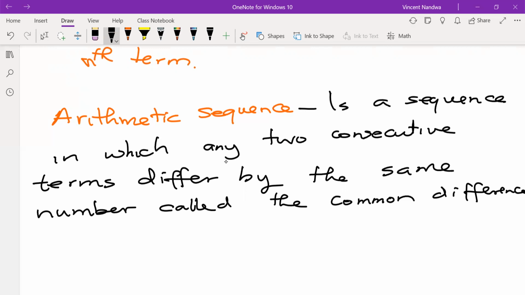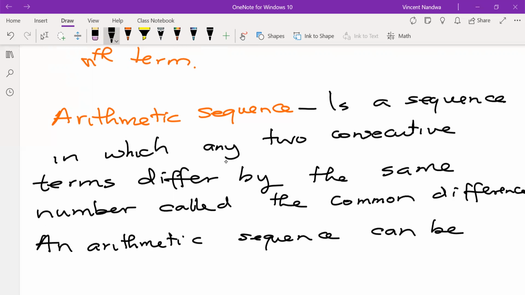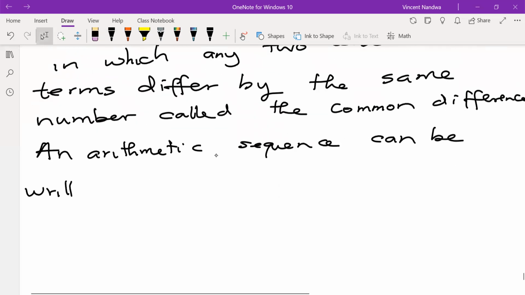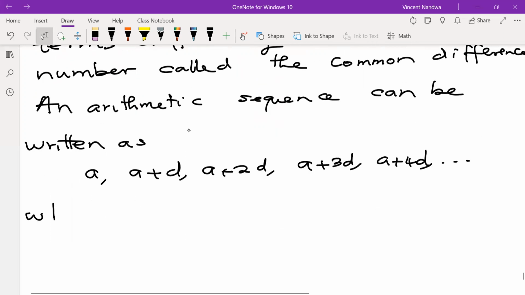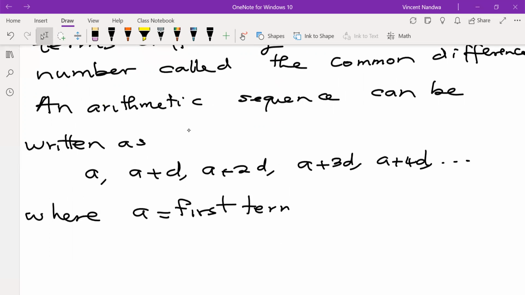So an arithmetic sequence can be written as A, A plus D, A plus 2D, A plus 3D, A plus 4D, etc. Where A is called the first term and D is called the common difference.